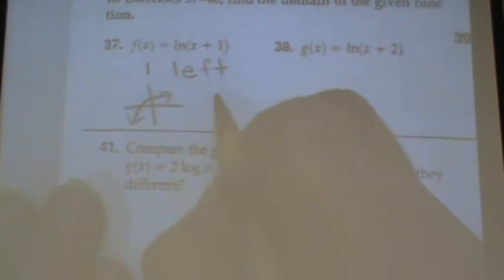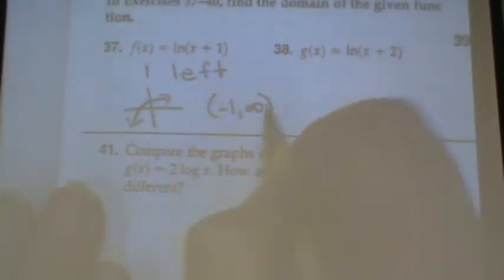If you look at the first one, 37, all you have to do is write the domain. This is ln, which means log base e, but it's a shift 1 unit right. So if you're shifting your graph 1 unit right, your domain is going to be -∞, -1 to infinity. So this is a shift 1 unit left. So if you shift your graph 1 unit left, your domain is going to be from -1 to infinity.